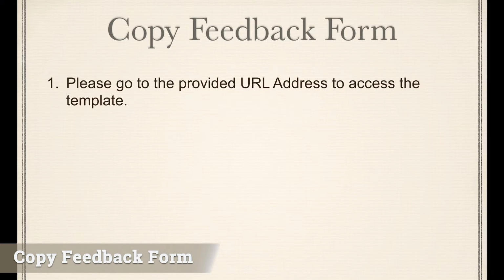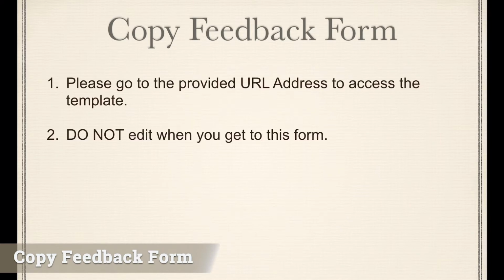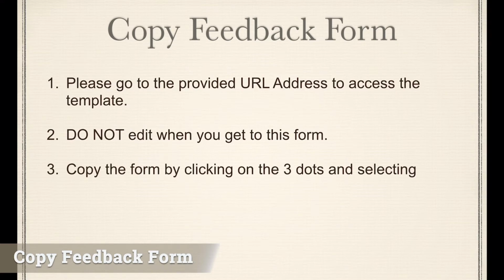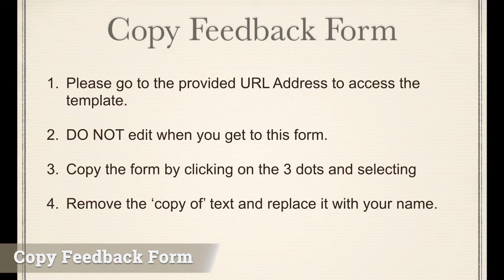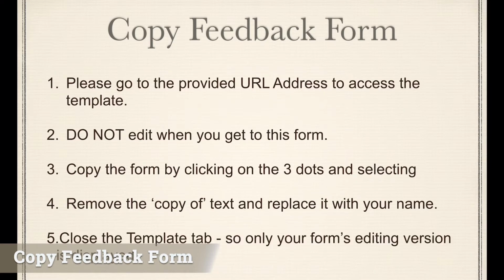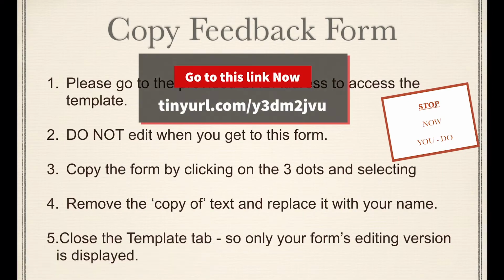Now you try making your own without editing the template as shown in the video. Revert back to the beginning of the section to view the demonstration again if necessary. Please go to the provided URL address to access the template. Do not edit when you get to this form. Copy the form by clicking on the 3 dots and selecting Make a Copy. Remove the copy of text and replace it with your name. Now, close the Template tab so only your form's editing version is displayed with your name on it. When these procedures are complete, continue on to learn how to automate the form responses.